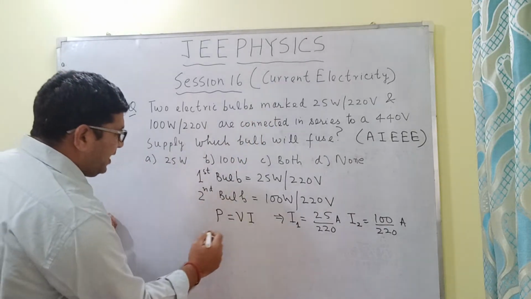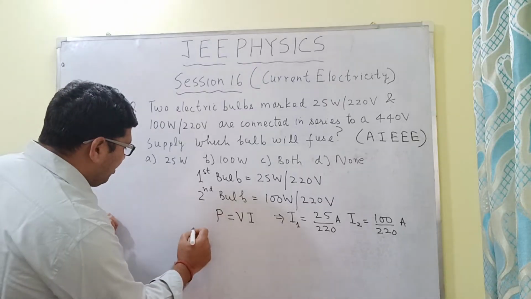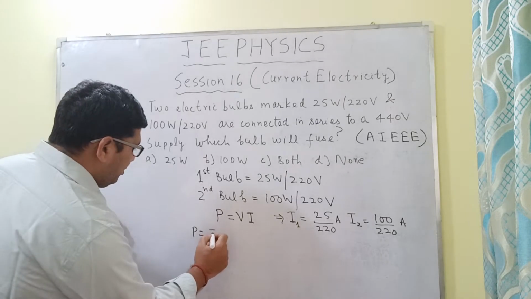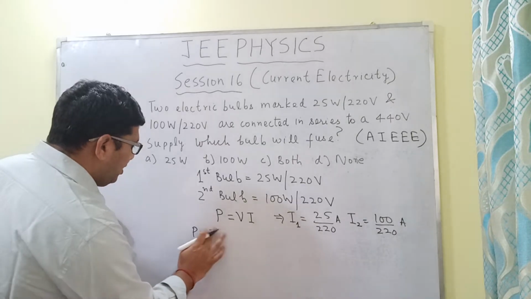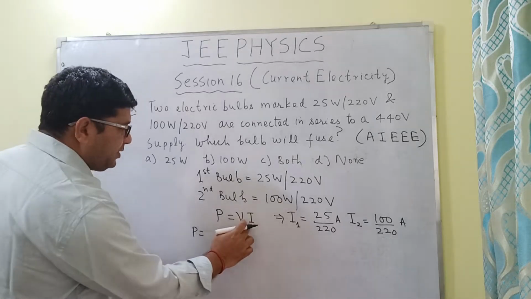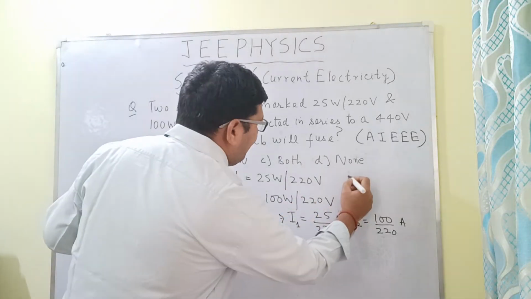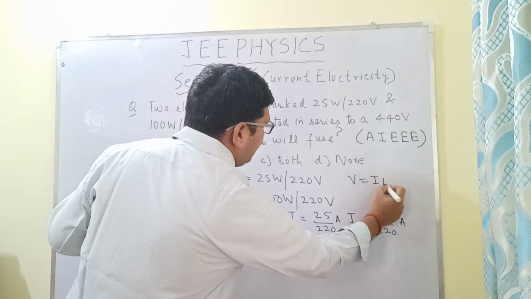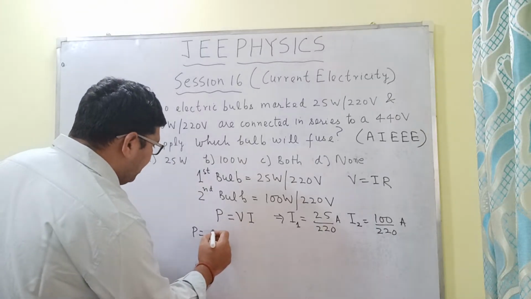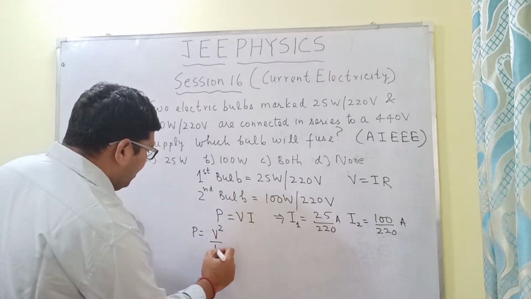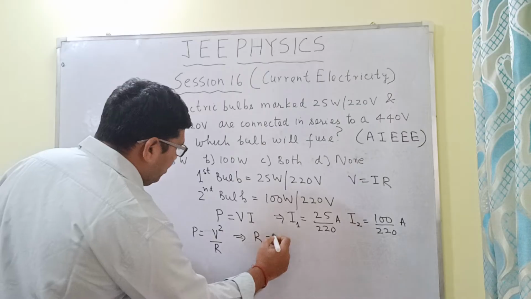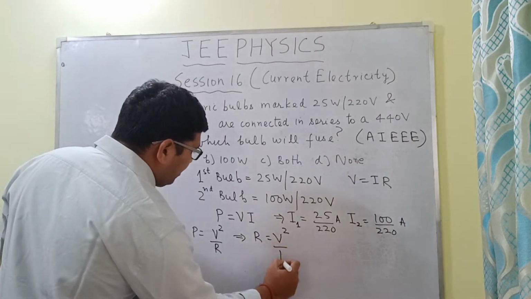Now P is equal to VI होता है. Similarly P is also equal to, हम यहाँ पर I की जगह पर I can put, V is equal to IR. We know that V is equal to IR. ठीक है. तो यहाँ पर मैं I की जगह पर V अपॉन R लगा दूंगा. So P will be equal to V squared upon R. ठीक है. It implies that the resistance is equal to V squared upon P.